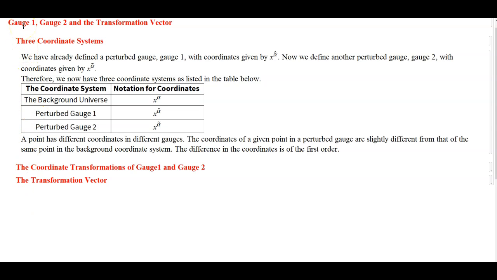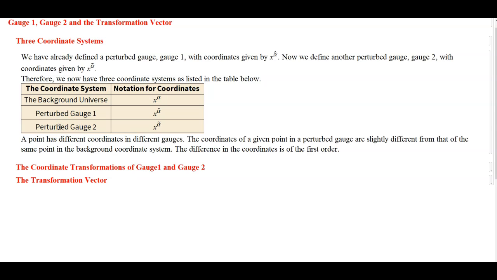Next step in order to develop the framework for the perturbation theory is to take two arbitrary gauges, gauge 1 and gauge 2, and let us use this notation. For gauge 1, we will define their coordinates using x alpha caret. For perturbed gauge 2, we will define their coordinates using x alpha tilde, and for the background universe, we will have x alpha. So there are three coordinate systems: the background universe, perturbed gauge 1 and perturbed gauge 2.